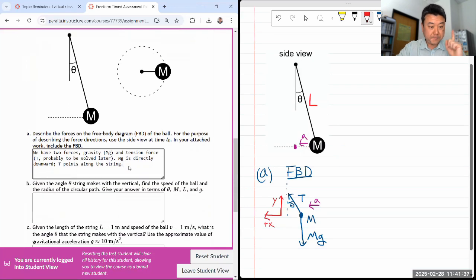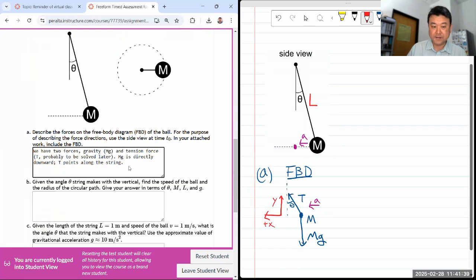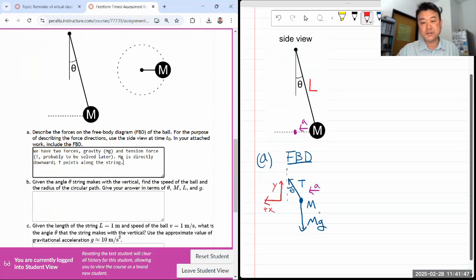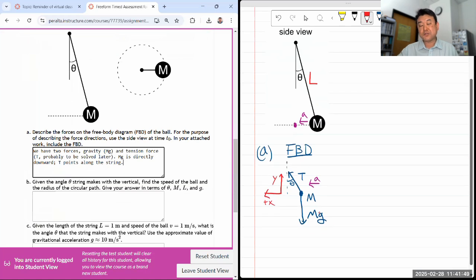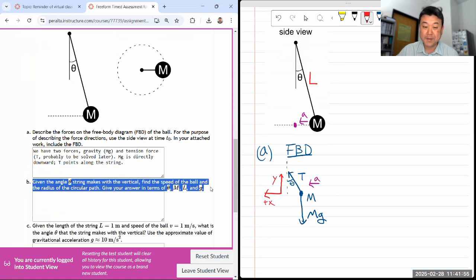So that's A. B, given the angle theta the string makes with the vertical, find the speed of the ball and the radius of the circular path. We call it the standard strategy for a reason. It's the strategy you would be using basically no matter what the question asks you. That's why even before I read part B, I was going through these steps. So I did step number 1, and step 2 to define the coordinate axis. Step number 3, now I need to break forces into components.